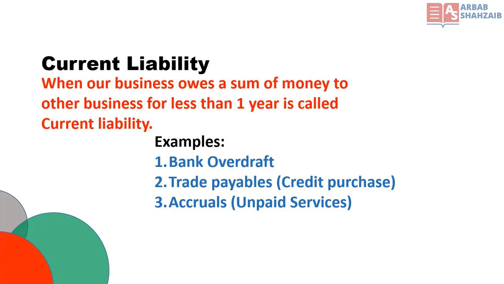Number three is accruals. Accruals are the unpaid services. Just like a postpaid SIM, we use services, then we pay. We live in the house, then we pay the rent, or any service which we take first and then we pay. It is called accruals.